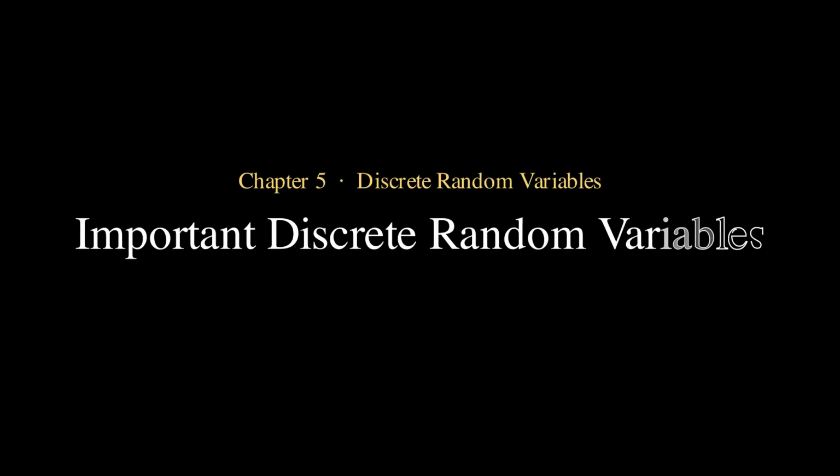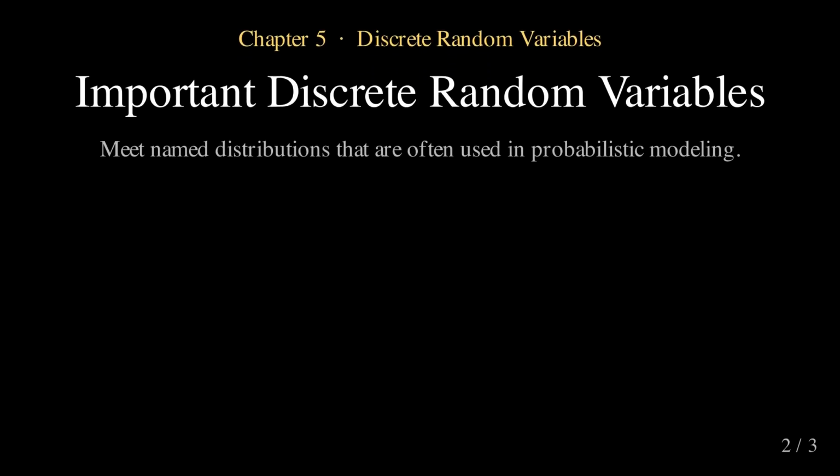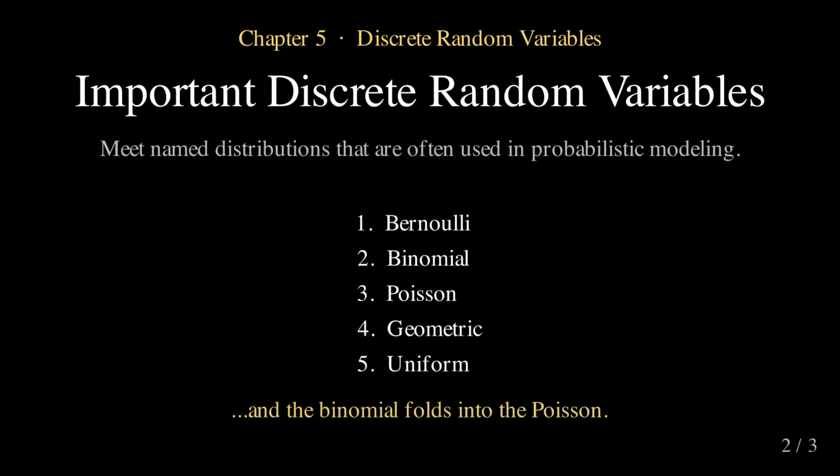Recall that a discrete random variable is captured entirely by its probability mass function. In practice, though, you rarely start from scratch. A small number of distributions show up frequently, and almost all of them come from counting.